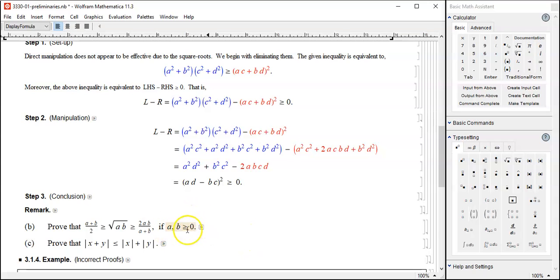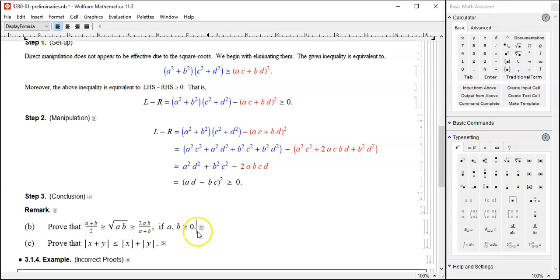If a, b are greater than or equal to 0, then prove this. As a matter of fact, we have two inequalities. Arithmetic mean is greater than or equal to geometric mean, and then geometric mean is greater than or equal to harmonic mean. You have to prove two inequalities. So this is two proof problems combined into one.